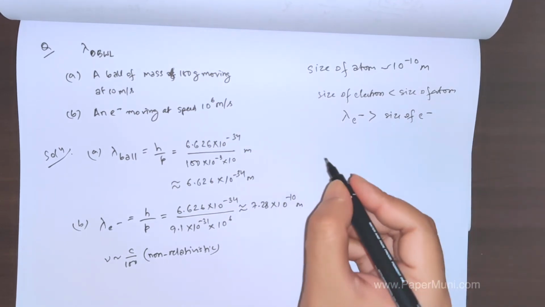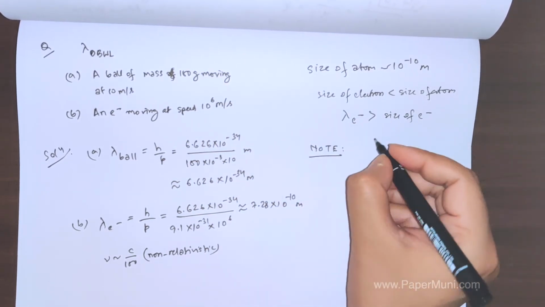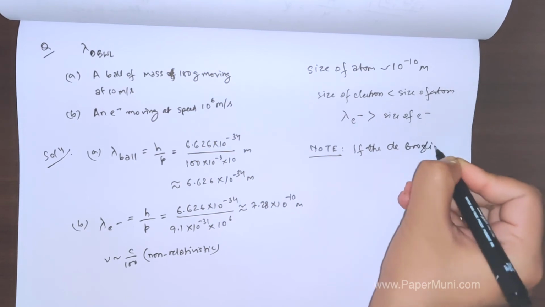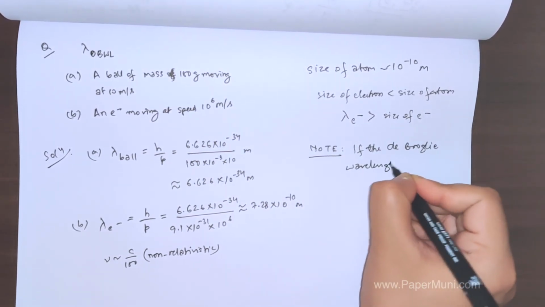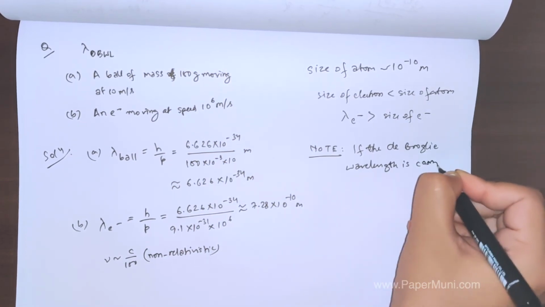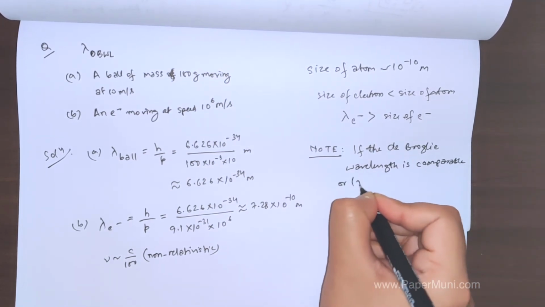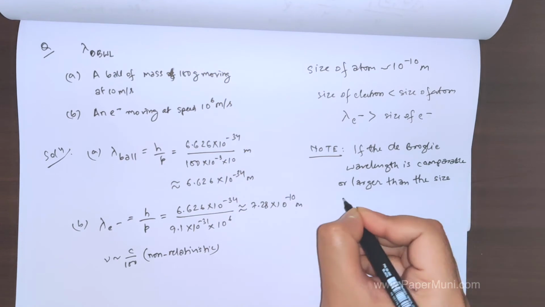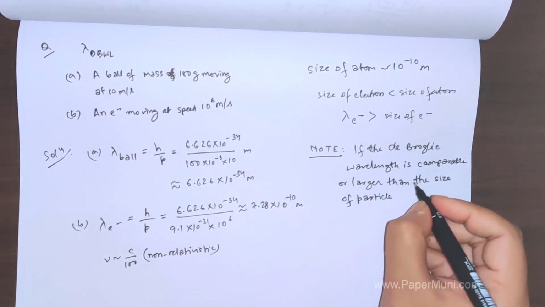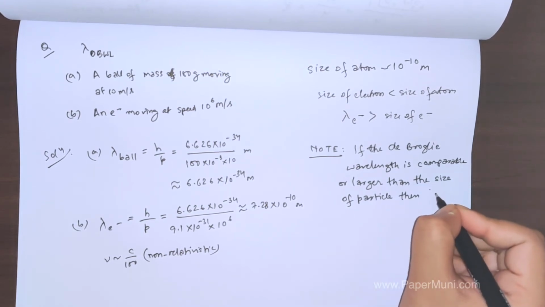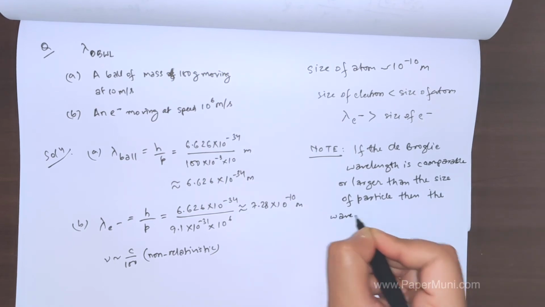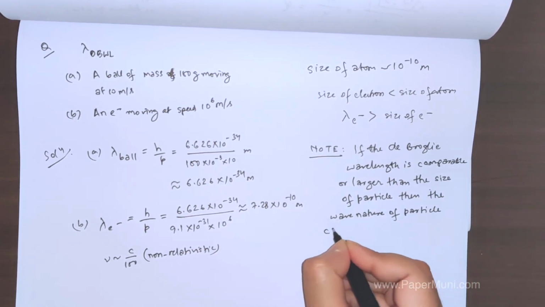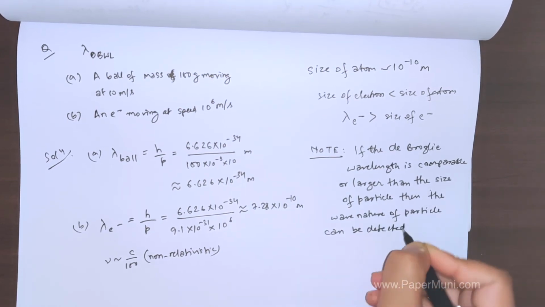You have to note this, it is a very important statement: note that if the de Broglie wavelength is comparable to or larger than the size of the particle, then the wave nature of the particle can be detected experimentally.